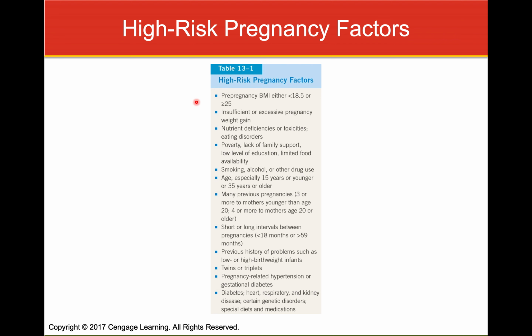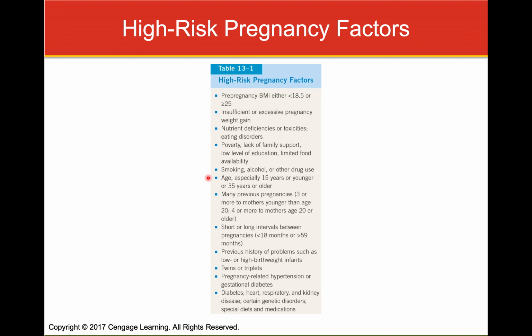So BMI below 18.5 or above 25 leads to a high-risk pregnancy. If there's insufficient or excessive pregnancy weight gain, that can contribute to high risk, and we'll see what the parameters for weight gain are later in this lecture. Nutrient deficiencies or toxicity, lack of family support, low-level education, limited food availability. You can see for obvious reasons why that would make someone at high risk. Smoking, alcohol, or other drug use.